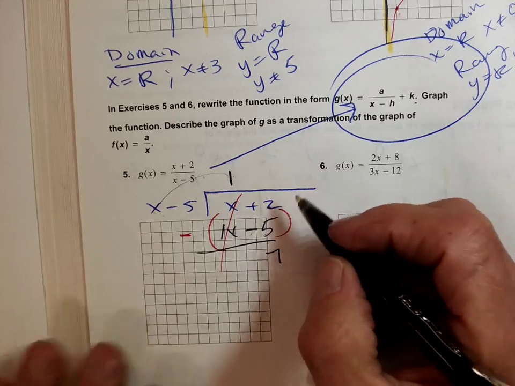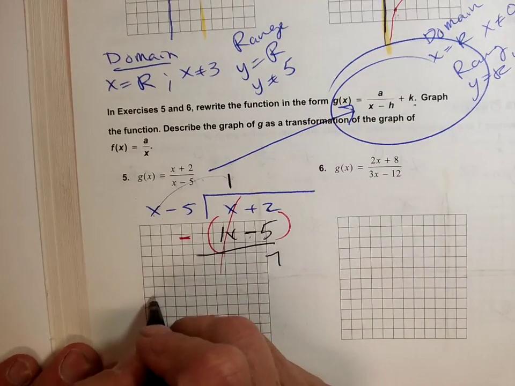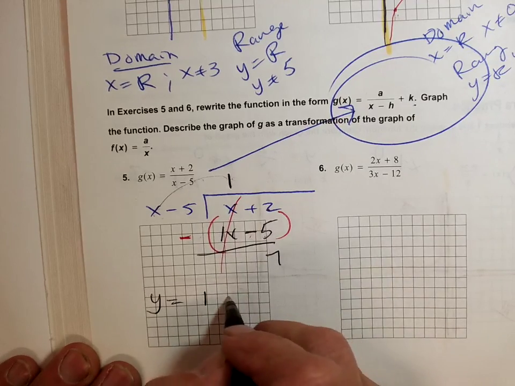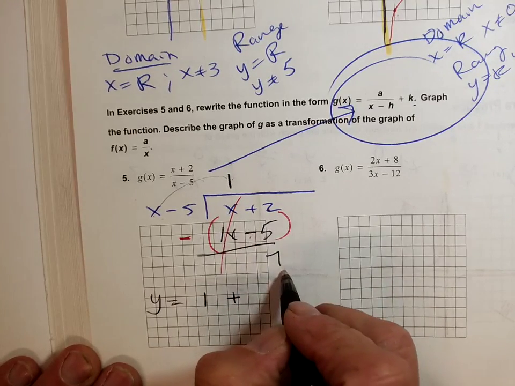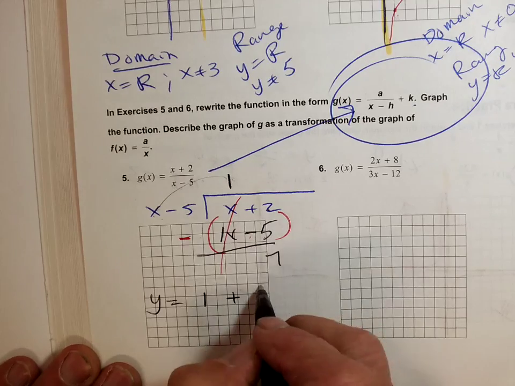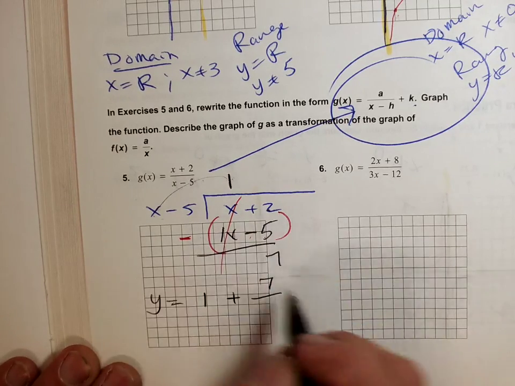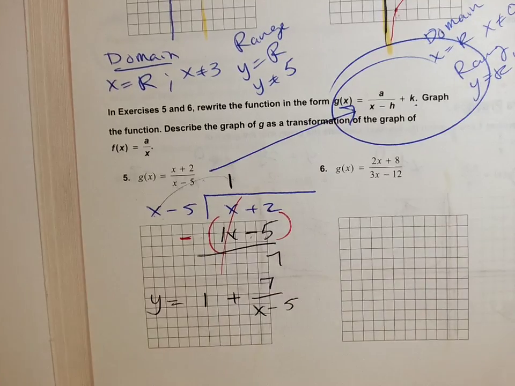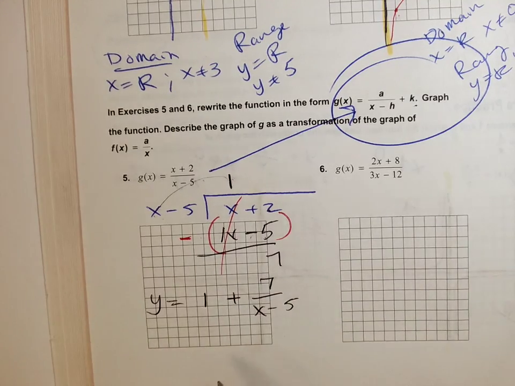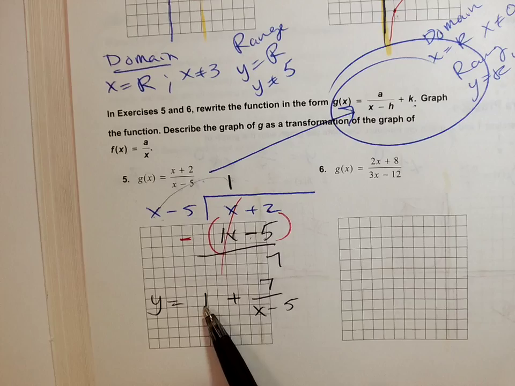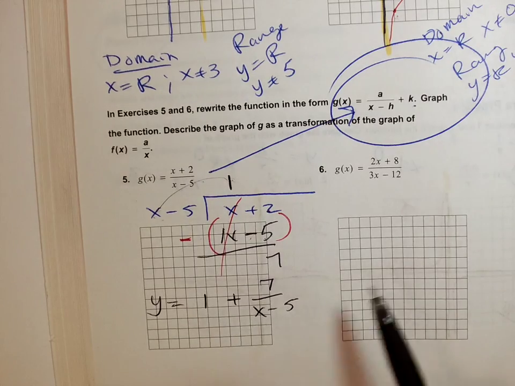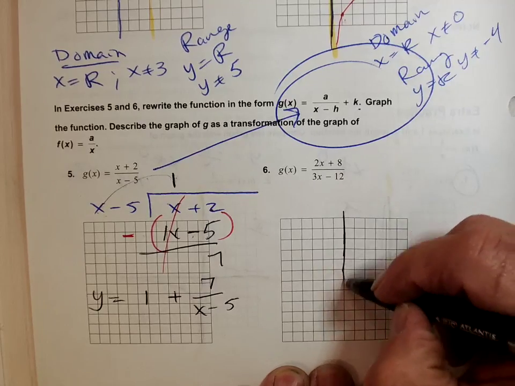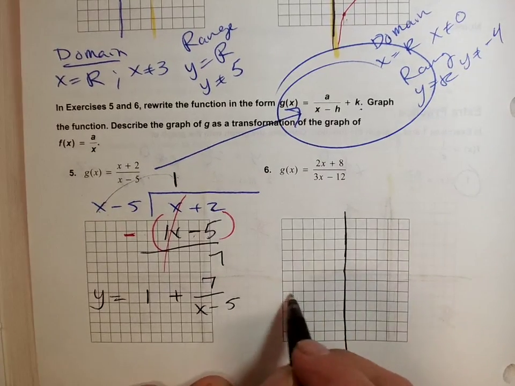So here's my answer. To rewrite it, we are going to have y equals 1 plus, now that's my remainder, 7 over what I divided by. What did I divide by? X minus 5. Now, where would the asymptote be for this? Plus 5, plus 1. Perfect. And we can graph that in. We'll do it over here so we have room.